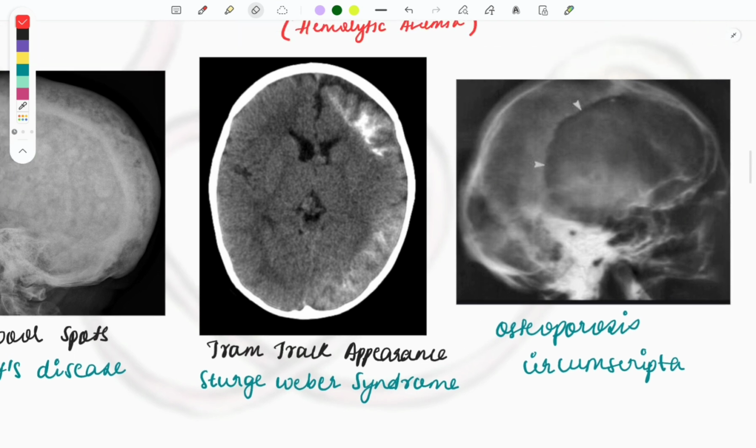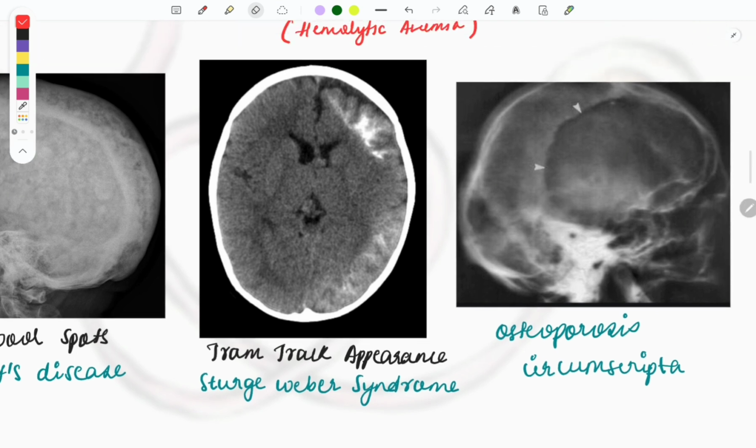Then the tram track appearance, this is seen in Sturge-Weber syndrome. Again, an important one. I don't remember which exam recently, but Sturge-Weber syndrome was the question asked. Tram track calcification is usually the calcification which is seen. Then in osteoporosis, you can see here osteoporosis circumscripta.